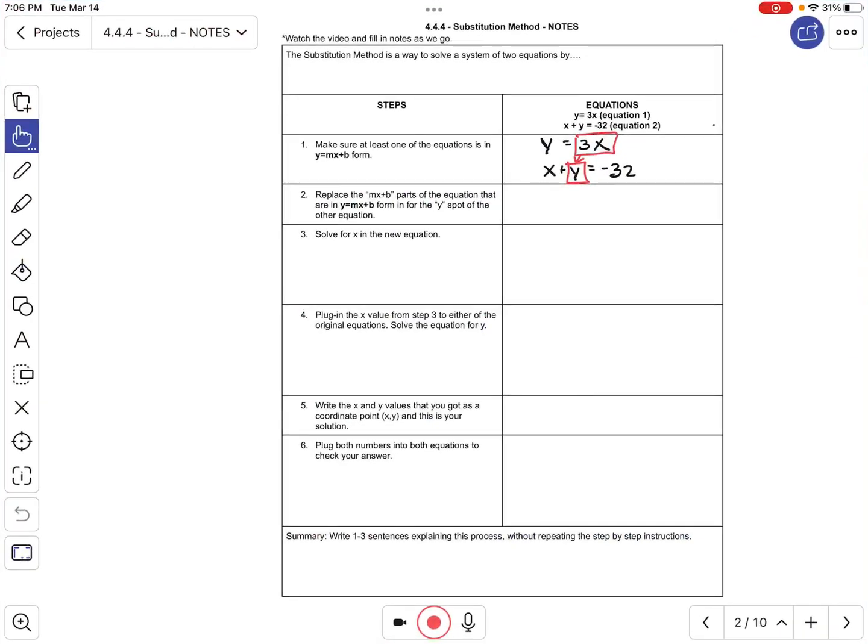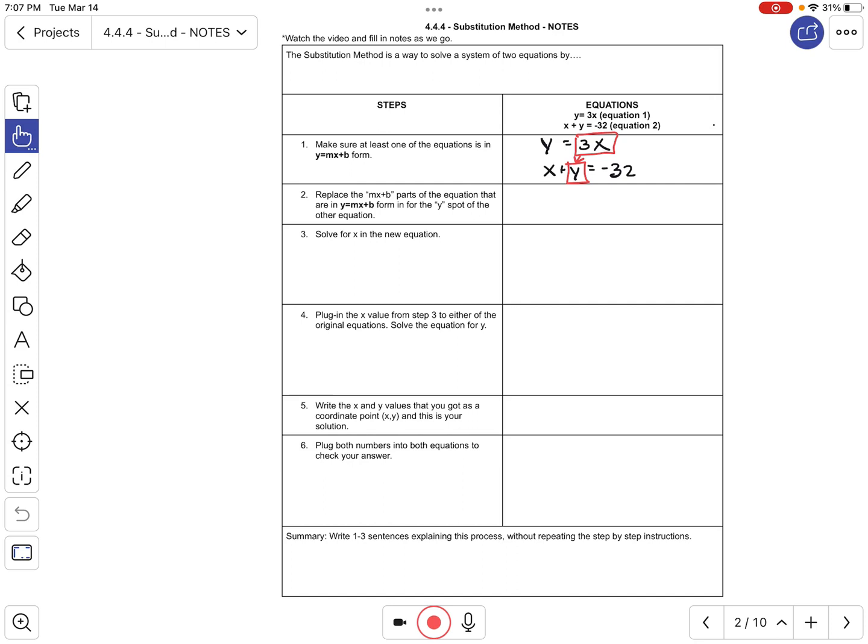Hi again. This is the second part of notes out of 3. This is on the substitution method. In the last video, we talked about the equal values method, and sometimes that can be really similar to substitution method.